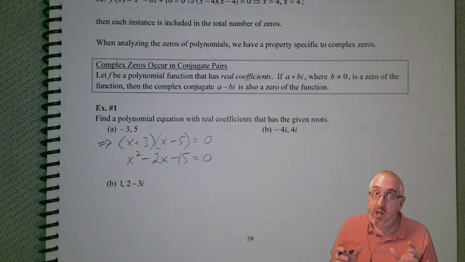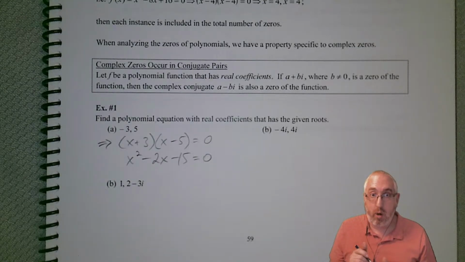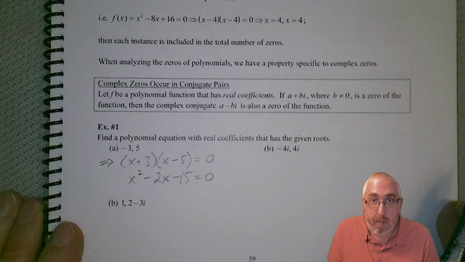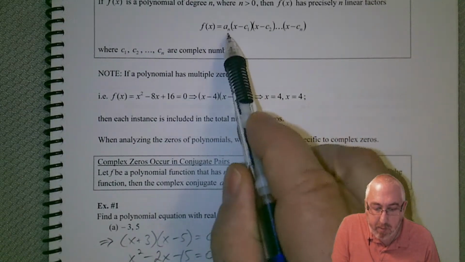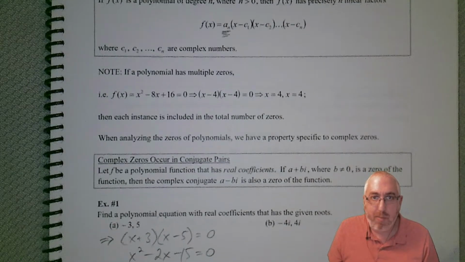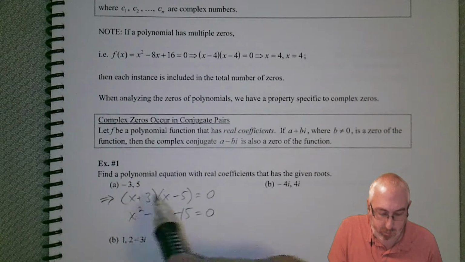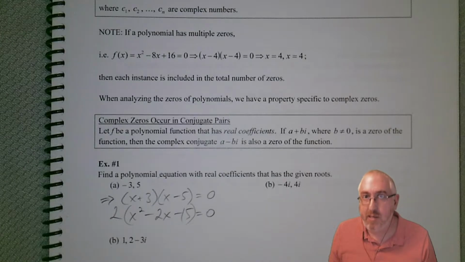Now, is this the only one? Your answer should be no. There are other ones that could possibly work. How do we know that? Well, remember up above, what was the one thing that they did is that they multiplied it by a constant. So if we multiplied our answer by any constant, it would still have those same zeros. So we can multiply the whole thing by 2, and that would be a possible answer.